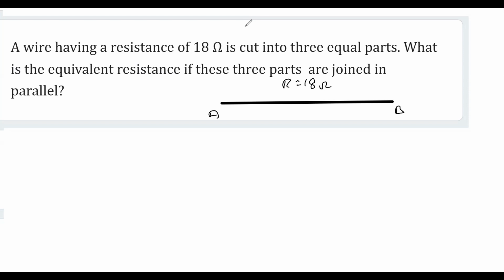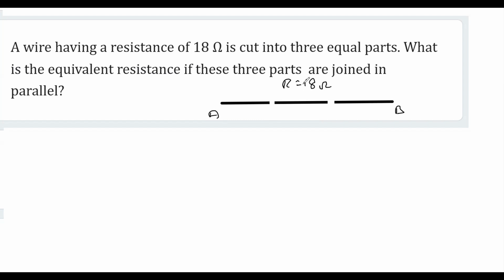Now it is cut into three equal parts. So let's say I cut it into three equal parts. This is 1, 2, 3 equal parts, and I name them, let's say, A, C, D. Whatever the length, we don't need to name it.